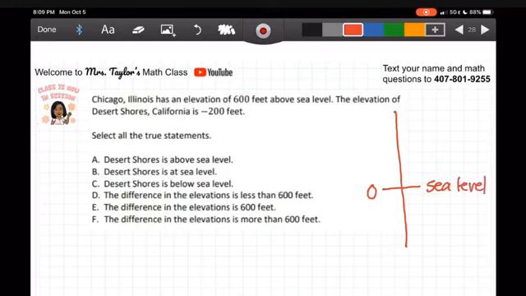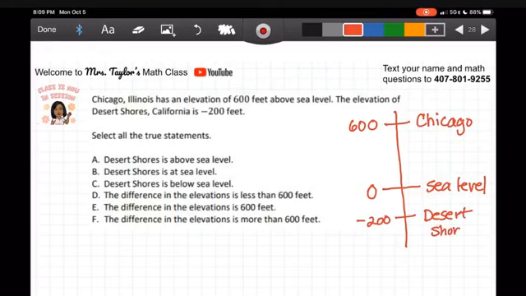And then I know, according to my text, it says that Chicago is 600 feet above sea level. So we'll call this 600 feet here, and that'll be Chicago. And then it says the elevation of Desert Shores is negative 200 feet. So we'll call this negative 200, and this would be my Desert Shores.